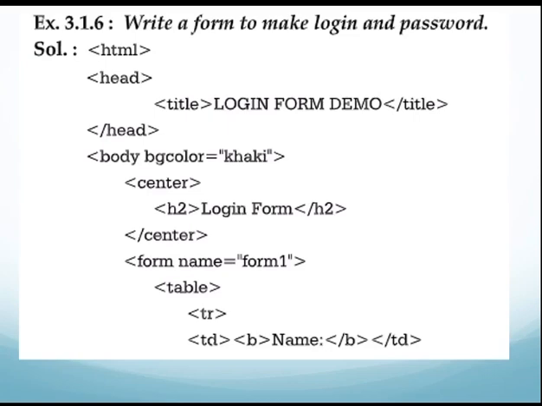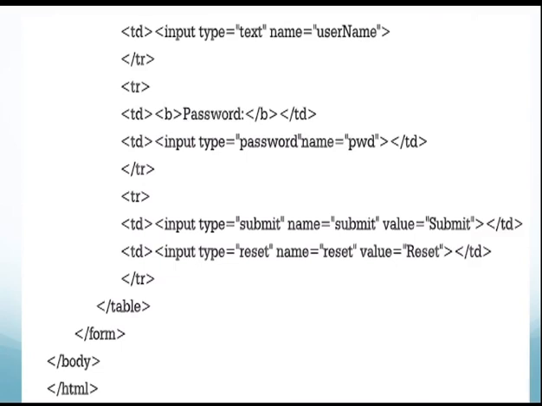The table tag has table row and table data. So first open the tr tag. The tr tag means table row. So first row table data is what? Name. In bold you are writing Name. Then close the td tag. Now for entering the name you need a text box. So in td tag we'll write what? Input type is equal to text. Name we have given for the text box as username. Then close your first row, that is close your tr tag.